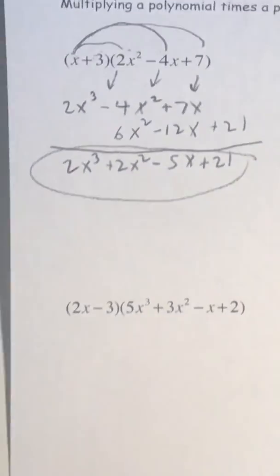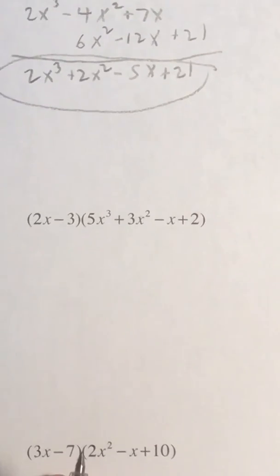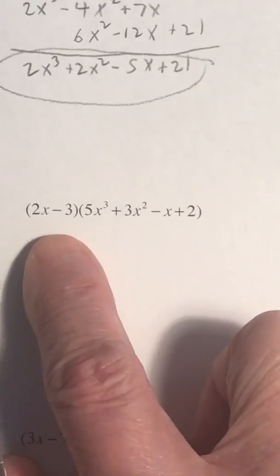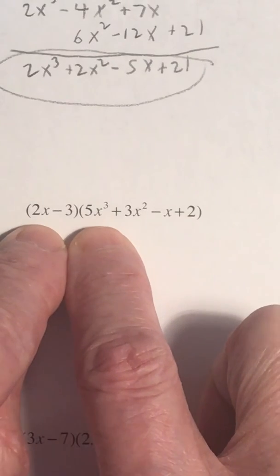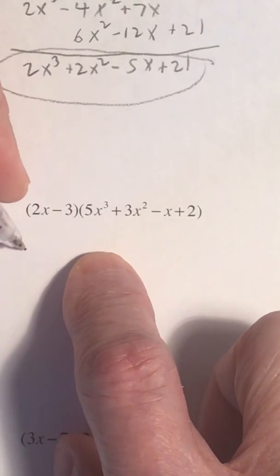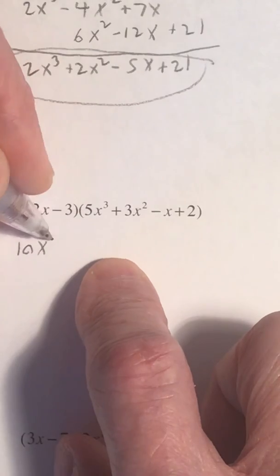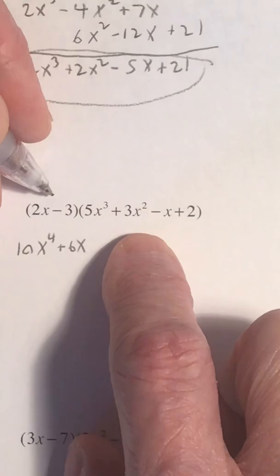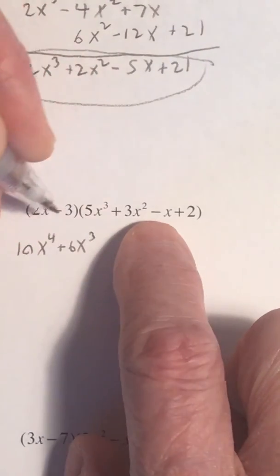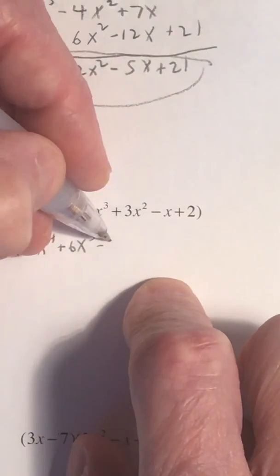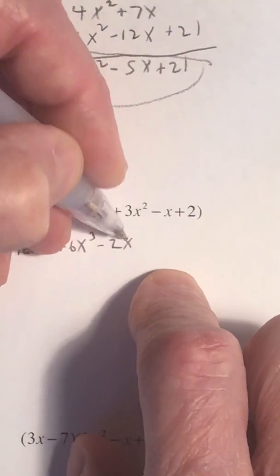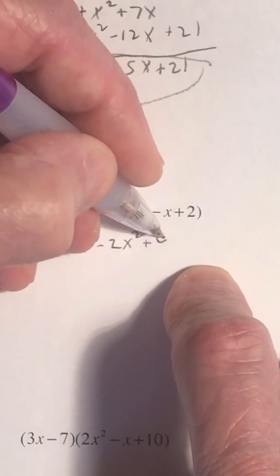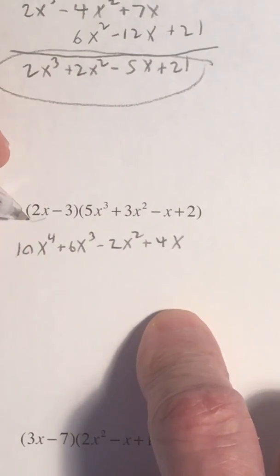Okay, let's try this one. You might want to stop the video, try it, and then come back and compare. This times this, we get 10x to the fourth, and then 6x to the third, then minus 2x squared, and plus 4x at the end. We're done multiplying by the 2x.